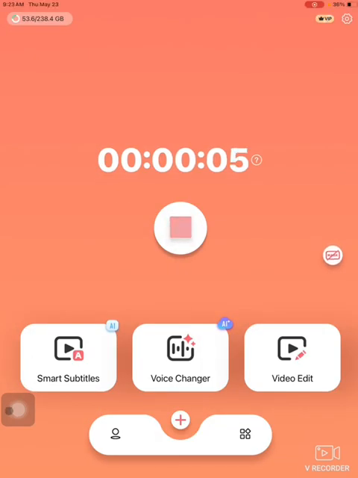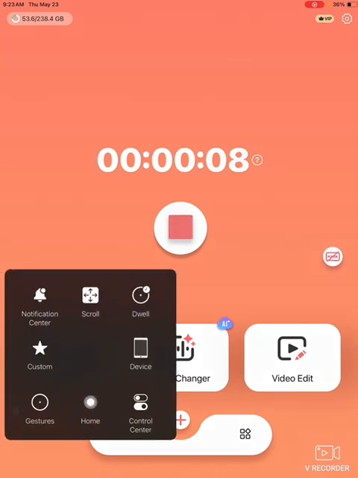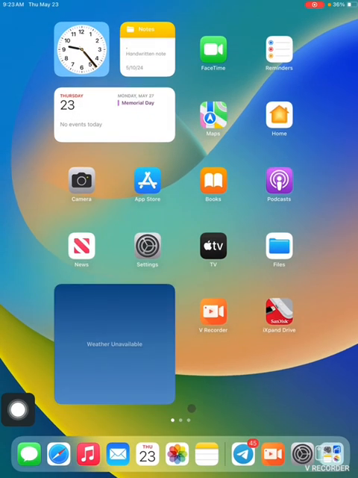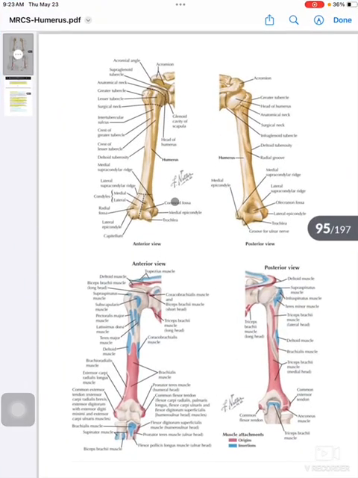Today I'm going to share an overview about the humerus, which is important for the MRCS Part A examination. Here are the figures of the humerus, which are collected from Netter's Atlas of Human Anatomy. Now I'm going to share an overview.